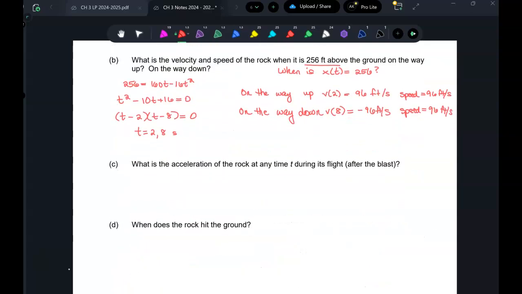Okay, I'm going to move on. What's the acceleration of the rock at any time? It would be 32. Oh yeah, negative 32. Okay, how do we get that?